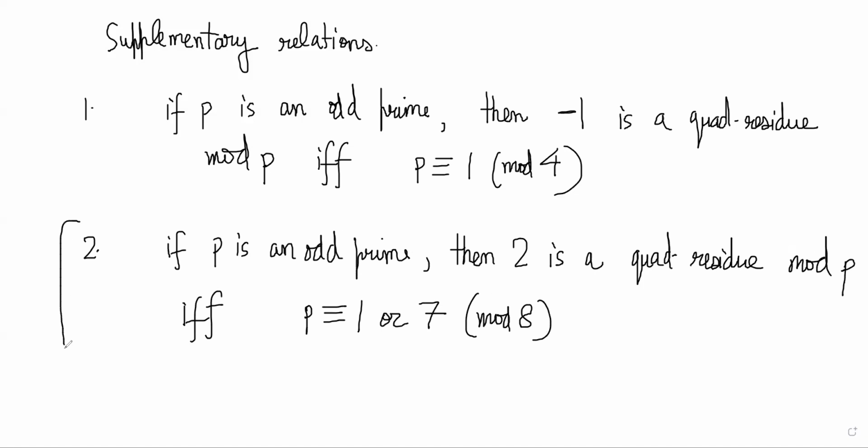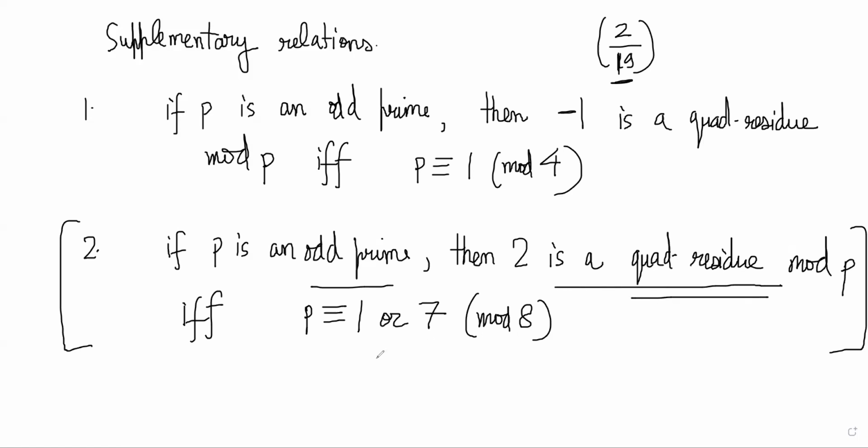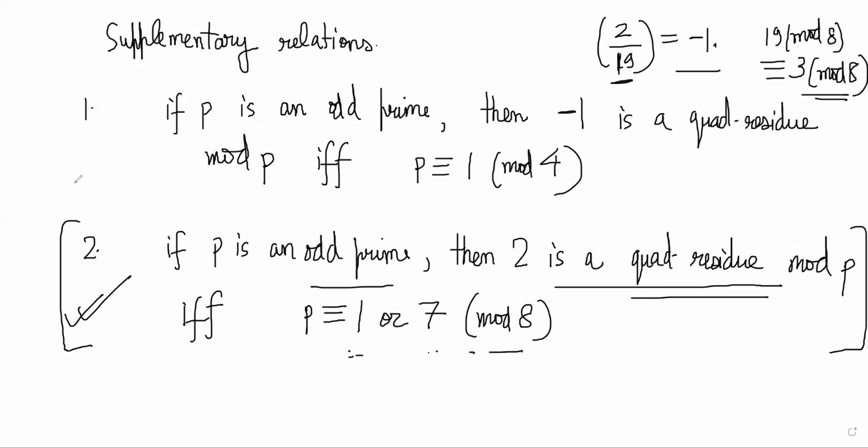Notice this is an application of what we just did. We were trying to find (2/19), right? Whether 2 is a quadratic residue mod 19. So if we knew this result, we would have said 2 is a quadratic residue if and only if P is 1 or 7 mod 8. So what is 19 mod 8? 19 mod 8 is basically 3 mod 8, and therefore it is not 1 or 7 mod 8. So therefore (2/19) should be -1, because 2 is not a quadratic residue. So remember this condition, it becomes handy sometimes, and the other condition is clear, we had already discussed it.